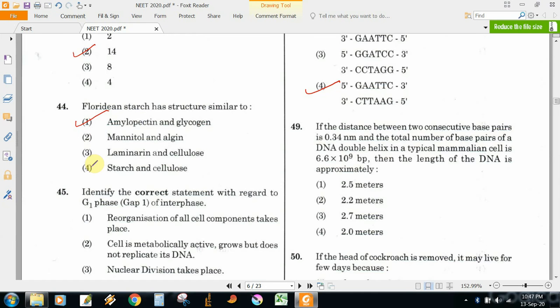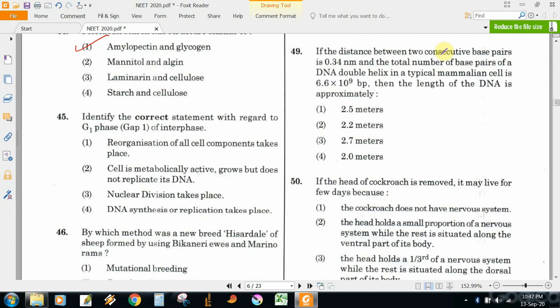Now, moving on, if the distance between two consecutive base pairs is 0.34 nm and the total number of base pairs of DNA double helix in a typical mammalian cell is 6.6 into 10 raised to 9 base pairs, the length of the DNA is approximately 2.2 meters, 2.2 meters, 2.7 meters, 2 meters. A direct question which has been asked from molecular basis of inheritance, it is 2.2 meters.